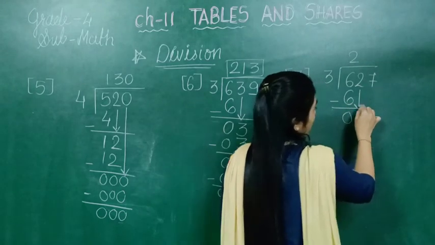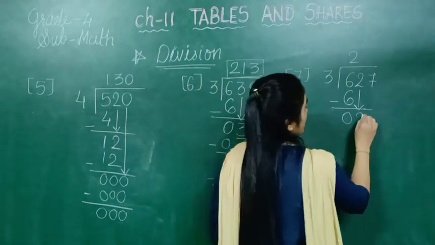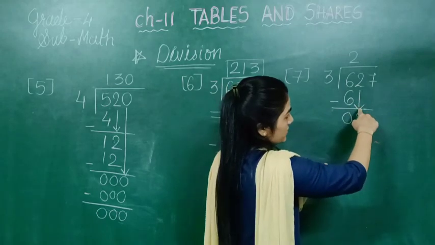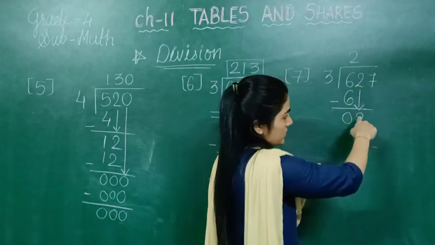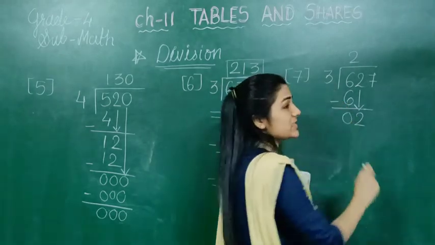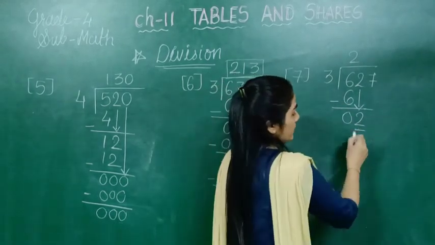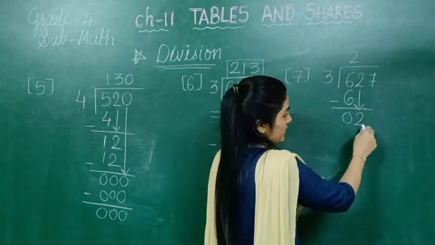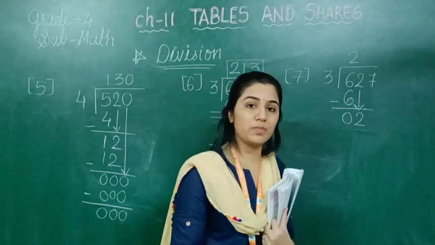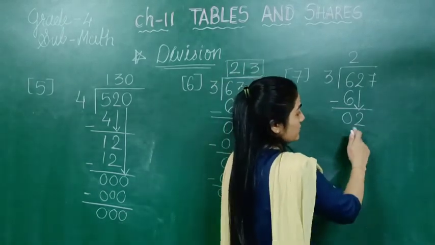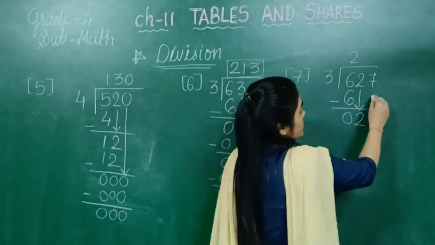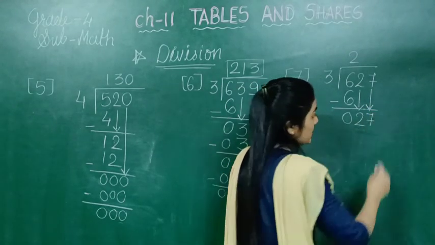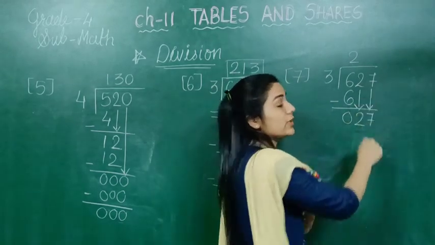Now 2 I am copying down. Now you can observe in this sum that as we have copied this 2 down, 3 is a bigger digit than this 2. Means in the table of 3, and here the 2 is given. So 2 and 3, 3 is the bigger digit, right? So we can't run this sum here. So we have to copy down this 7 also. That means we are copying down 2 digits together.